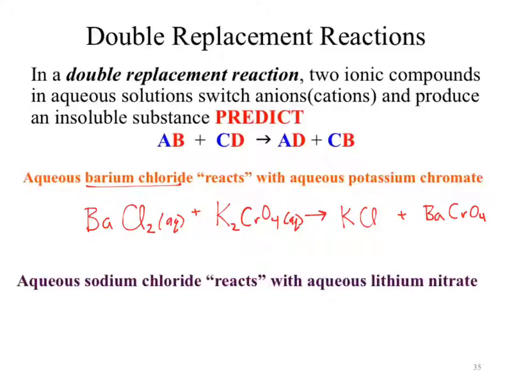Balancing out the overall equation. I'm going to zoom out a little bit here. I need a 2 here. Oh, did I just do it? Yeah, I just did it. Okay, there it is. We just need a 2 in front of the potassium chloride.